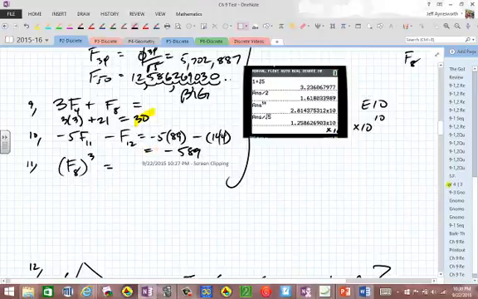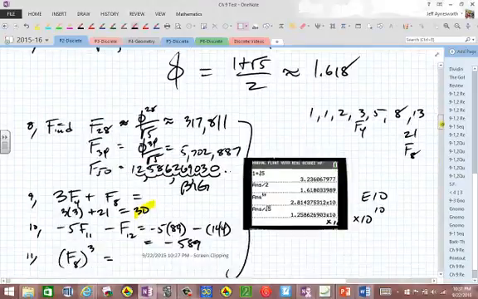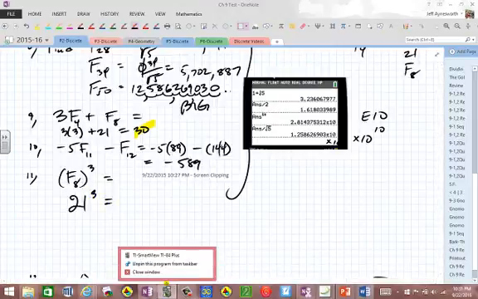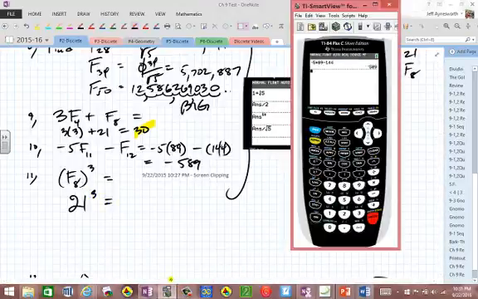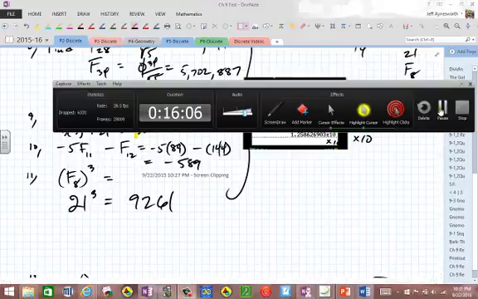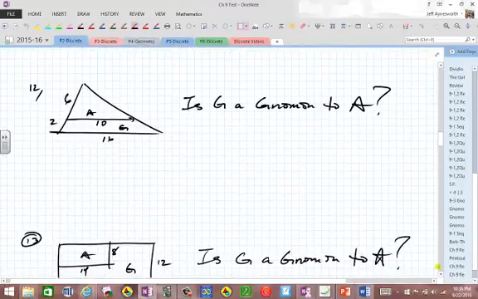Okay, and what is this? Let me see. F8. What's F8? It's right here, 21. Okay, no big deal. So what's 21 to the third power? Use your calculator, right? So bring it on. Let's clear that out and try that again. 21 to the third power is 9,261. Okay, let's move on.